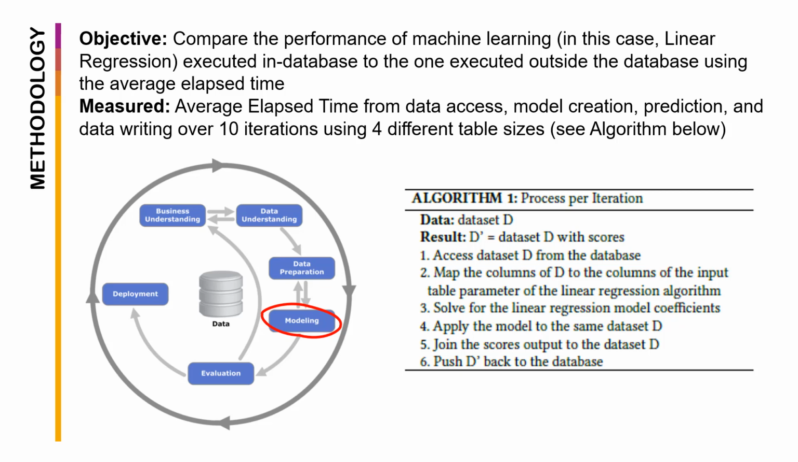In terms of the experiment design or methodology, our main objective is to compare the performance of machine learning executed in the database to that executed outside the database, and we measure them using the average elapsed time. When it comes to the machine learning aspect, we simplified the scope of the project to looking only at linear regression, and in this case, the linear regression is solved via singular value decomposition. We made sure that both environments, in-database and out-of-database, have the same algorithms implemented.